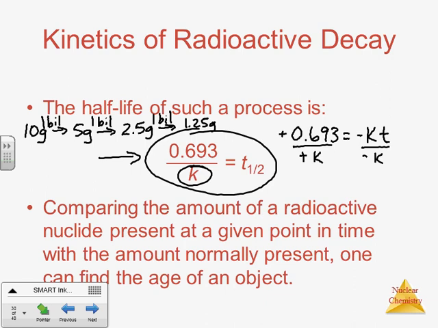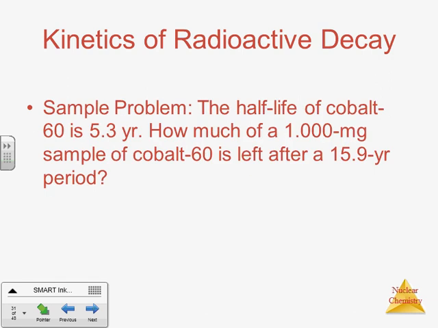If we compare the amount of a radioactive nuclide present at a given point in time with the amount that's normally present, a lot of times we can find the age of an object, which is how a lot of dating of old samples is done. Okay. All right. So here's an example. Half-life of cobalt-60 is 5.3 years. We want to know how much of a 1,000 milligram sample of cobalt-60 is left after a 15.9 year period.